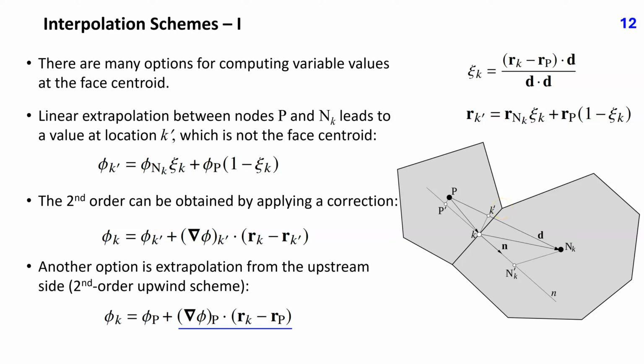Gradient vectors are usually computed at cell centers anyway, and the value at K prime can be obtained by linear interpolation as in this expression. Another option to compute the variable value at face center K is extrapolation from the upstream side. This is the default practice in Simcenter STAR-CCM+, and is called second-order upwind scheme. The upwind part is treated as a deferred correction, that is, evaluated using variable values from previous iteration.